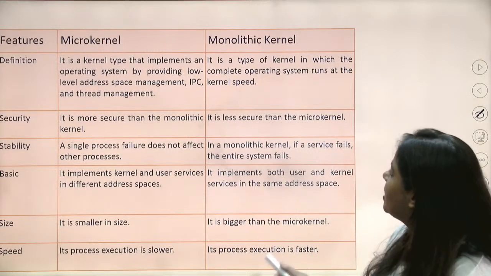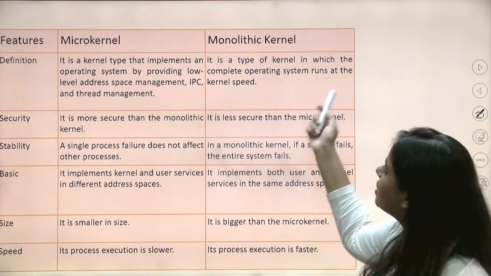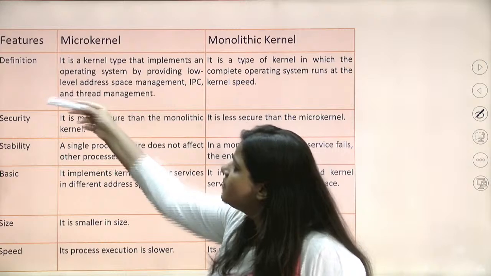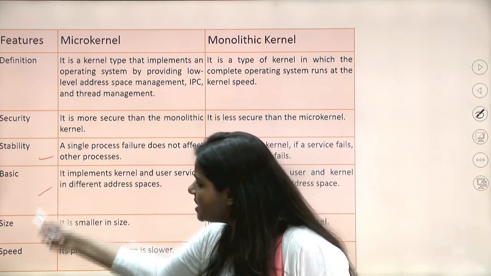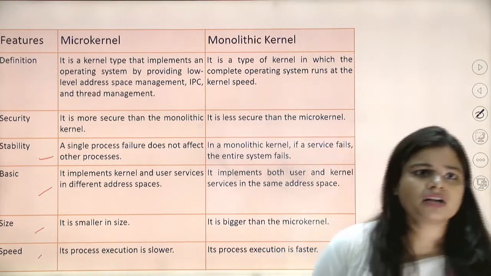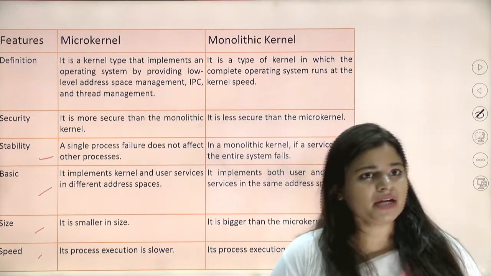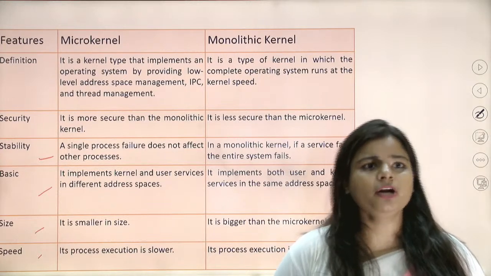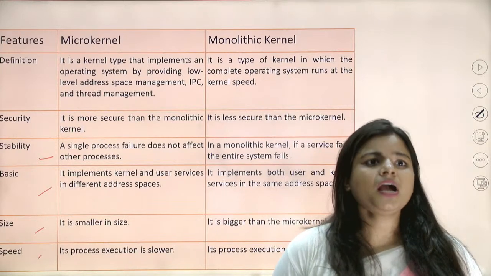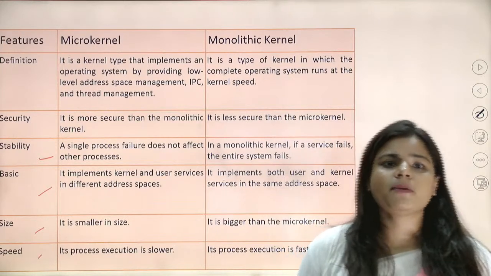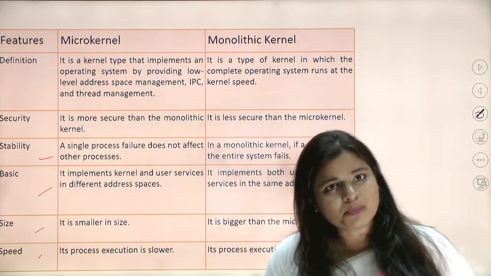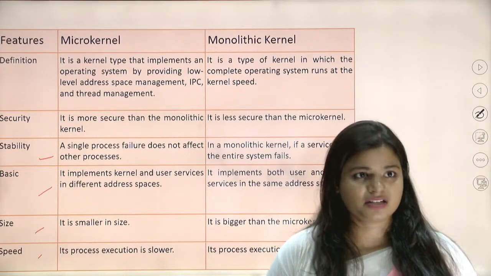I have divided the difference between monolithic and microkernel into some criteria with features, which are definition, security, stability, basic feature, size and speed. So first, the definition: a microkernel is a kernel type that implements an operating system by providing low-level address space management, IPC (inter-process communication) and thread management. A monolithic kernel is a type of kernel in which the complete operating system runs at the kernel speed.